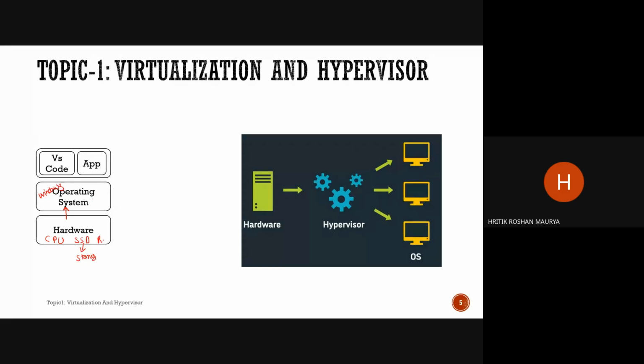Then there is something known as RAM, which is typically 8 to 16 GB. So on the hardware, we install the operating system. Usually most of the time Windows is installed, and currently I'm using Windows. On top of that, there are multiple applications like VS Code, and this PowerPoint is running on top of the operating system.